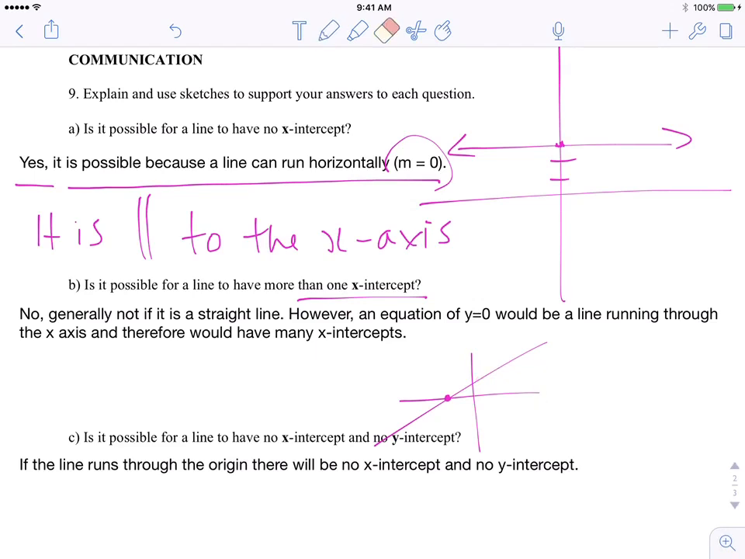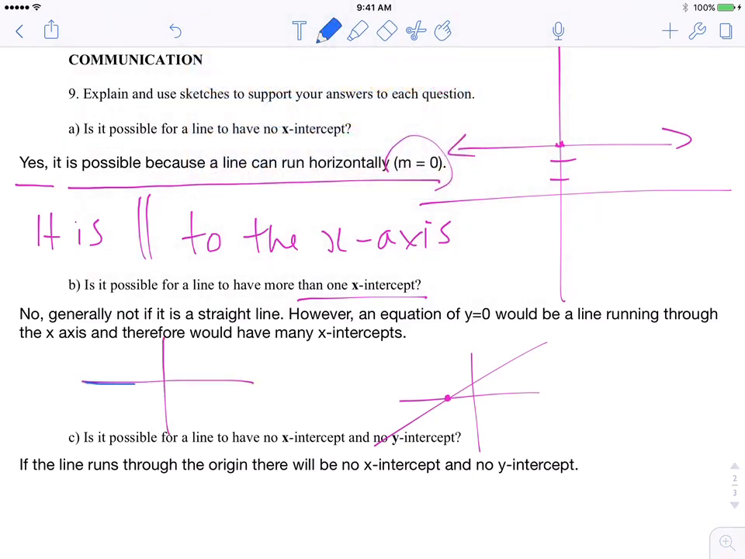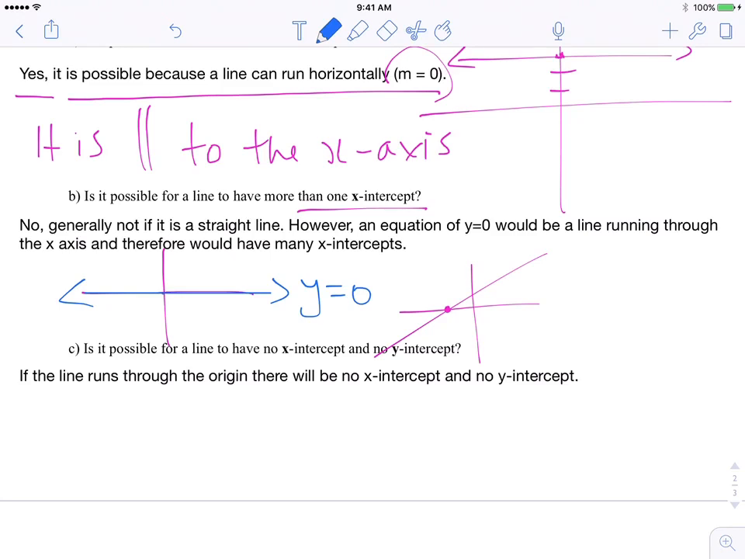However, having said that, an equation of y equals 0 would be a line running horizontally through the x-axis, and I'll draw this in blue. In this case, it has an infinite number of x-intercepts. So that would be y equals 0, because the y-intercept would be 0, which is the origin right there.